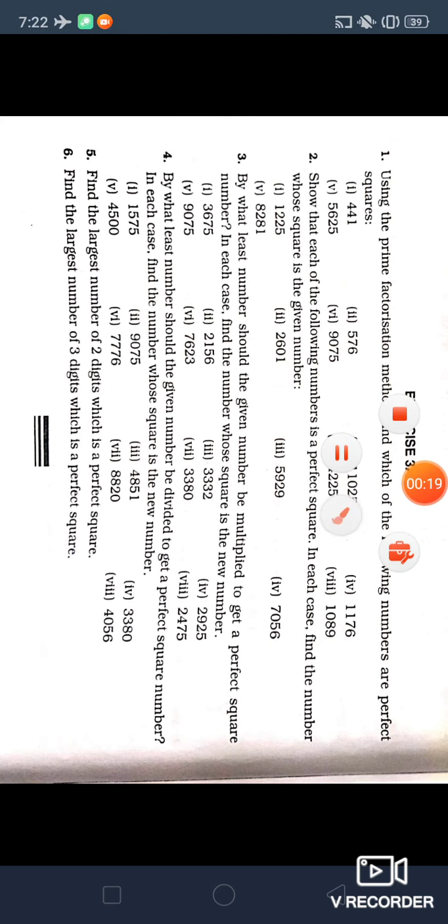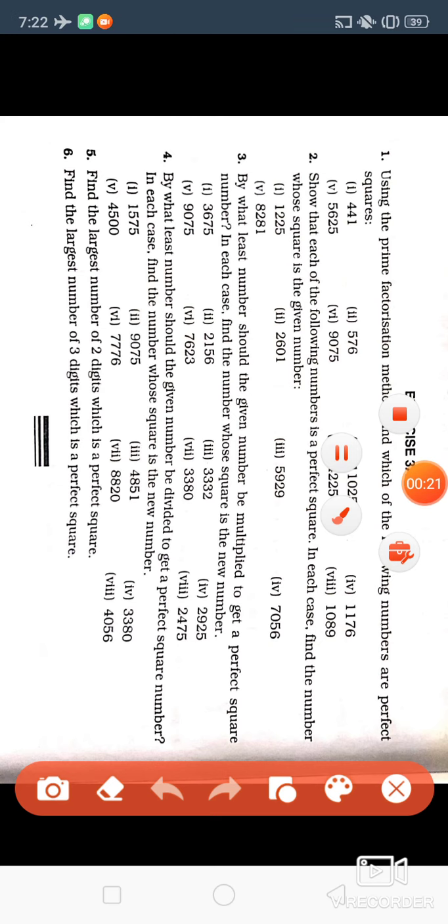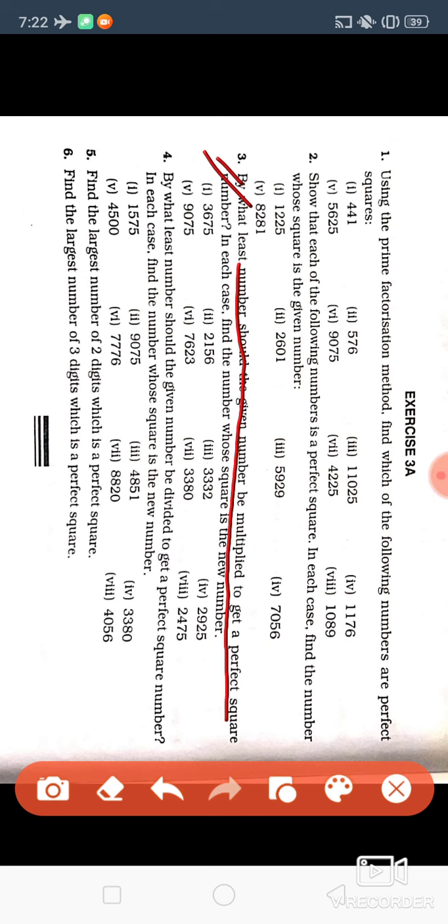In chapter 3, exercise 3a, we have already discussed questions 1 and 2. Today we are going to discuss question number 3: by what least number should the given number be multiplied to get a perfect square number? In each case, find the number whose square is the new number.